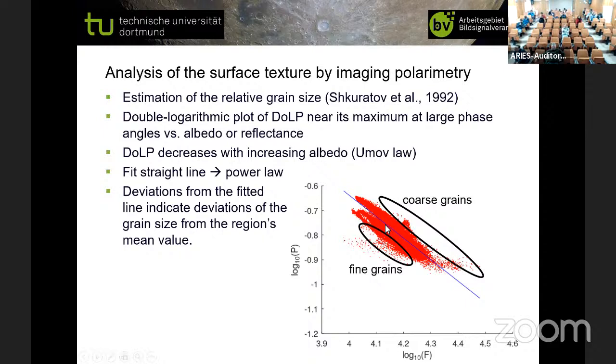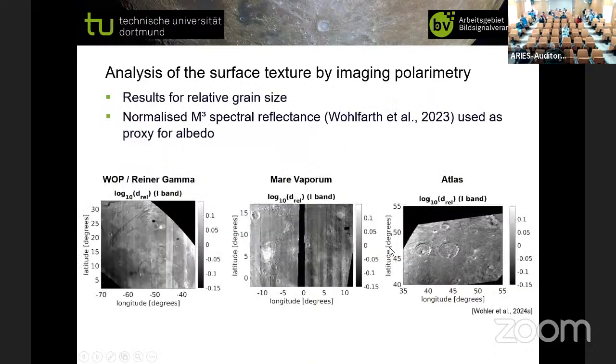If we do that, we get more or less a power law, so a straight line in that double logarithmic diagram, but we also get points that deviate from the fitted line. And deviations from that line have been interpreted in the famous paper by Skuratov et al. more than 30 years ago in terms of varying grain size. So here, larger polarization degree than expected, coarse grains, otherwise fine grains. And these are the grain size maps that we get.